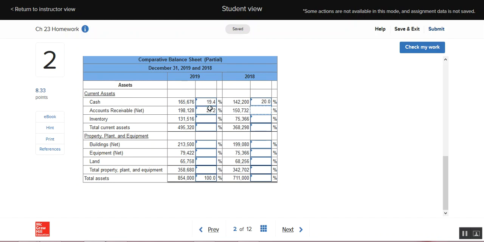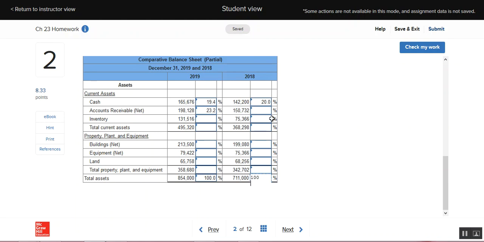And you would just go through that process the whole way down, figuring out what percentage of total assets would be each individual asset. Now when you get to total assets, this one would be $854,000 divided by $854,000, which is 100%. This one would be 100% as well. And if you wanted to double check, you should be able to add all these up, and they should total to 100%. Cash is 19.4%, accounts receivable is 23.2% out of 100. Each of these makes up some component of that 100%, so these should total to 100%.